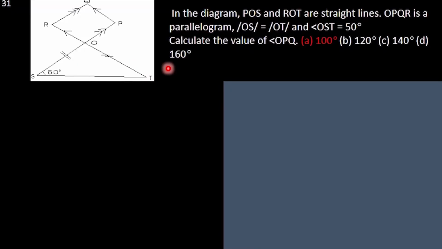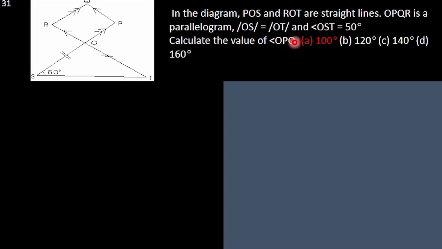Question 31. In the diagram, POS and ROT are straight lines. OPQR is a parallelogram. Line OS is equal to line OT and angle OST is equal to 50 degrees. Calculate the value of angle OPQ.